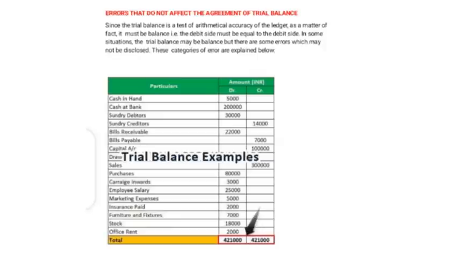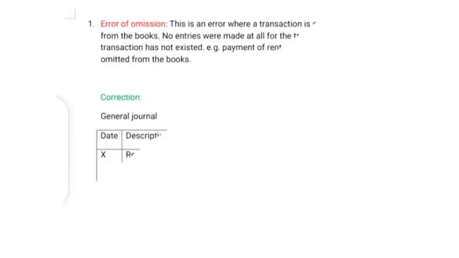Errors that do not affect the agreement of trial balance. Since the trial balance is a test of arithmetical accuracy of the ledger, as a matter of fact, it must be balanced, i.e., the debit side must be equal to the credit side. In some situations, the trial balance may be balanced, but there are some errors which may not be disclosed. These categories of errors are explained below.